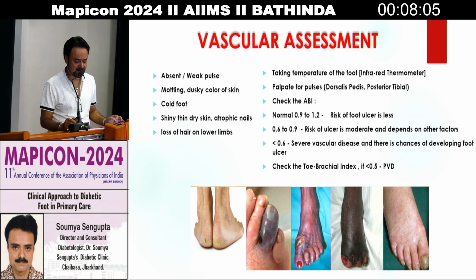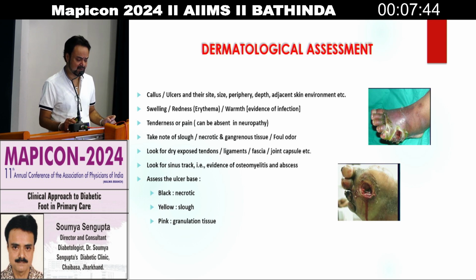Normal index is 0.9 to 1.2. If it is between 0.6 to 0.9, risk of ulceration is moderate. And if it is less than 0.6, it is severe vascular disease and there is a chance of developing foot ulcer. Check the toe brachial index, that is if you have that cuff, 0.5, then it's peripheral vascular disease.